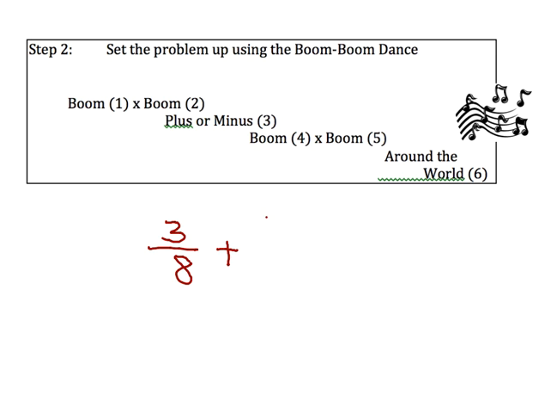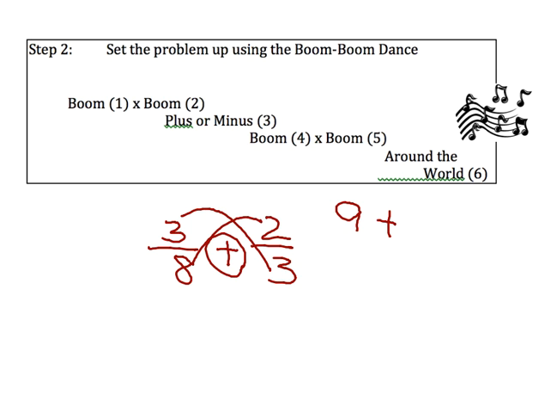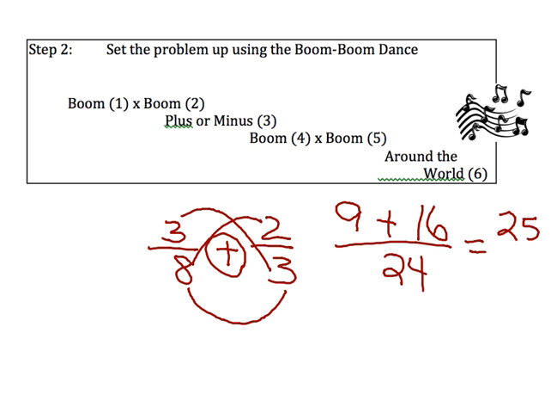3/8 plus 2/3. I'm just going to slowly go through this. Boom, boom, 3 times 3 is 9. Plus or minus? Plus. Boom, boom, 2 times 8 is 16. And then around the world is the denominators, 8 times 3 or 24. 9 plus 16, so you add your numerators. 9 plus 16 is 25. And then you just keep 24 as your denominator.